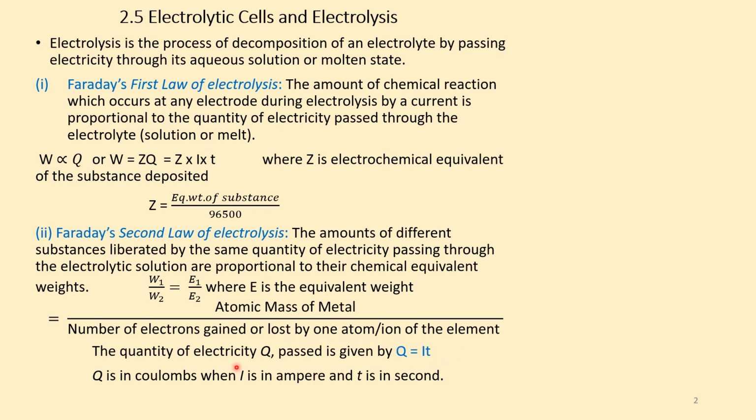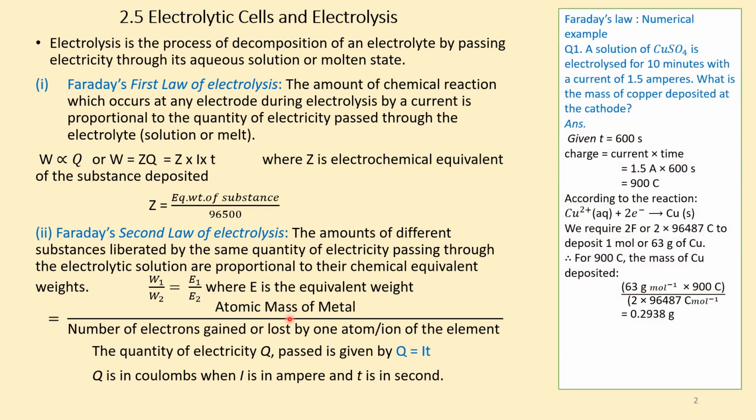The quantity of electricity Q passed through the electrolyte is given by the relation Q is equal to I into T. So here Q is in coulombs when I is in amperes and T is in seconds.